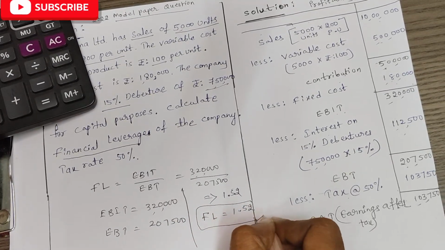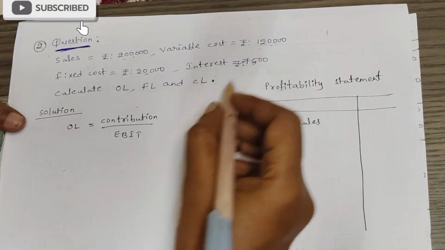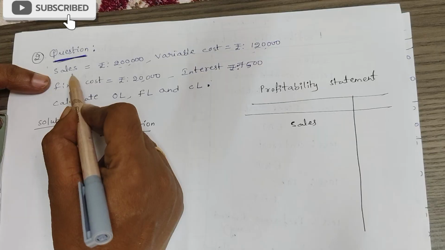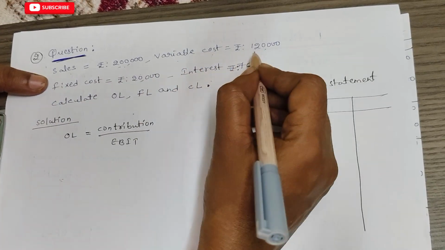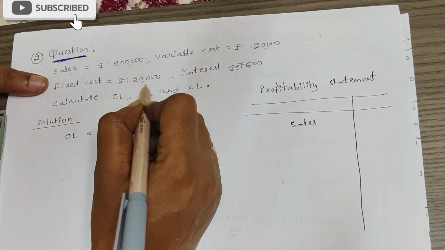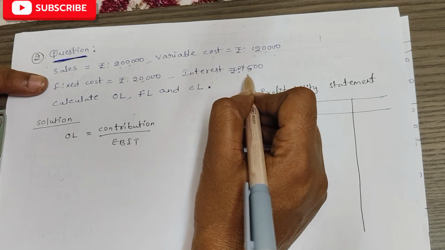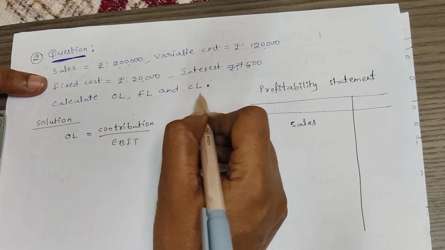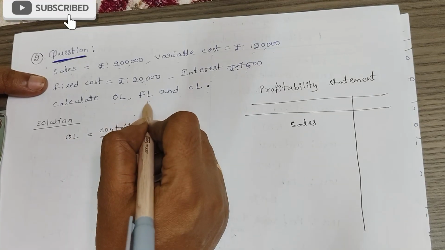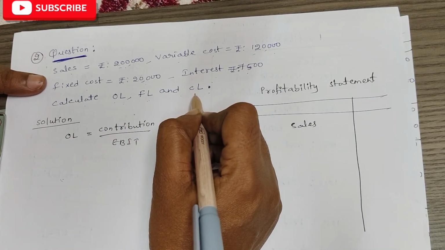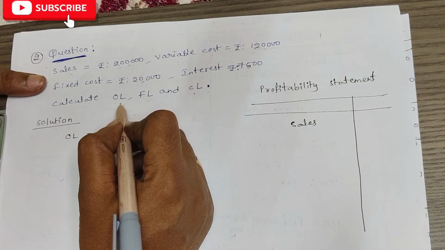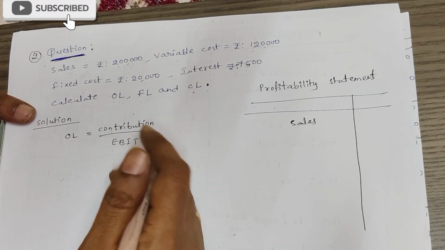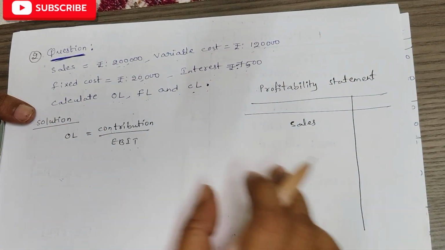So very easy to calculate if you know this statement. So here we have one more question. Here given details are sales 2 lakhs, variable cost 1,20,000, fixed cost 20,000, interest 7,500. Calculate OL, FL and CL, operating leverage, financial leverage, combined leverage. Okay, so what is OL formula? Operating leverage, contribution divided by EBIT. So what is contribution? If you know this profitability statement, it is easy to calculate.